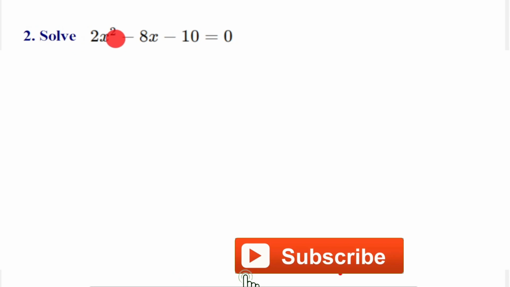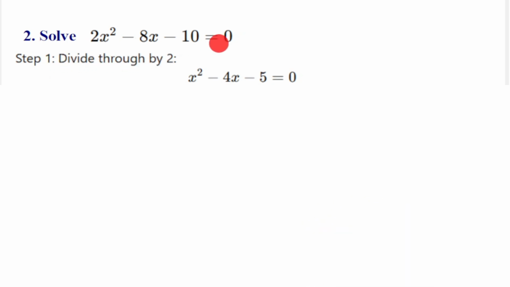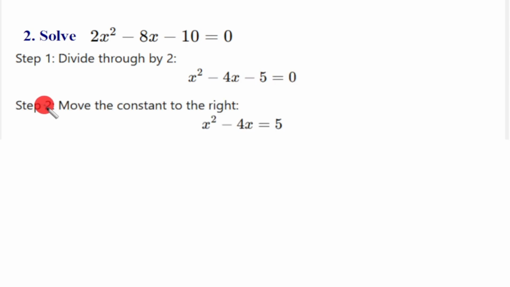2. Solve 2x squared minus 8x minus 10 is equal to 0. Step 1. Divide through by 2. So when we divide by 2, we get x squared minus 4x minus 5 is equal to 0. Step 2. Move the constant to the right. So the constant is minus 5. When we bring it to the right, it becomes positive 5.